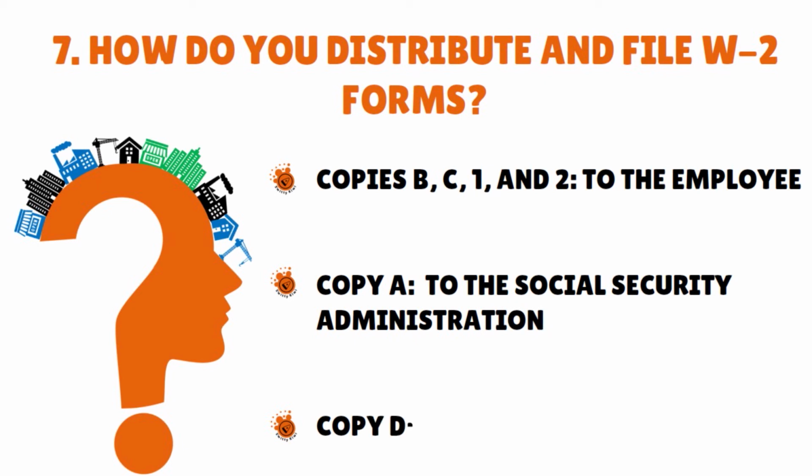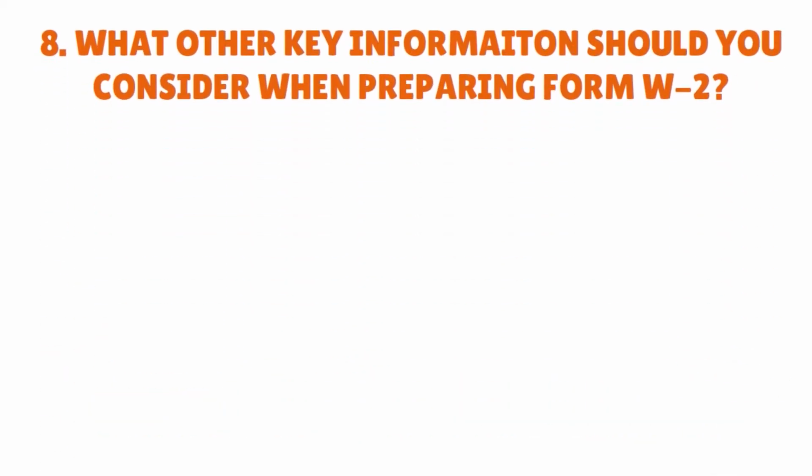Now, the Social Security Administration requires that you send copy A from each employee's W-2 by January 31st the following year. You need to keep copy D for your records. This is very important. Now, what other key information should you consider when preparing your W-2?